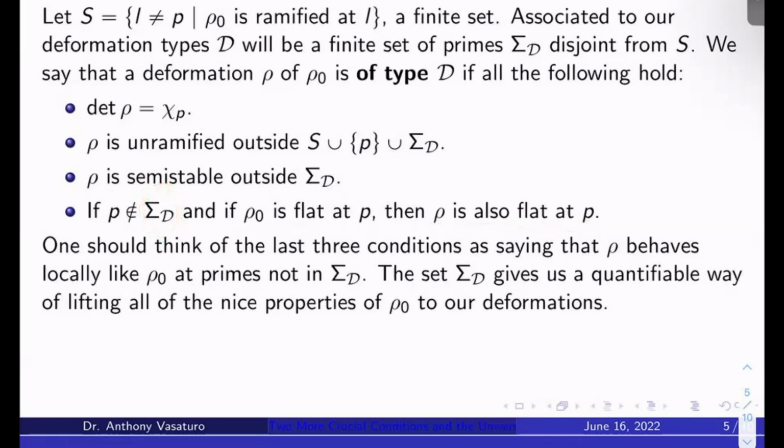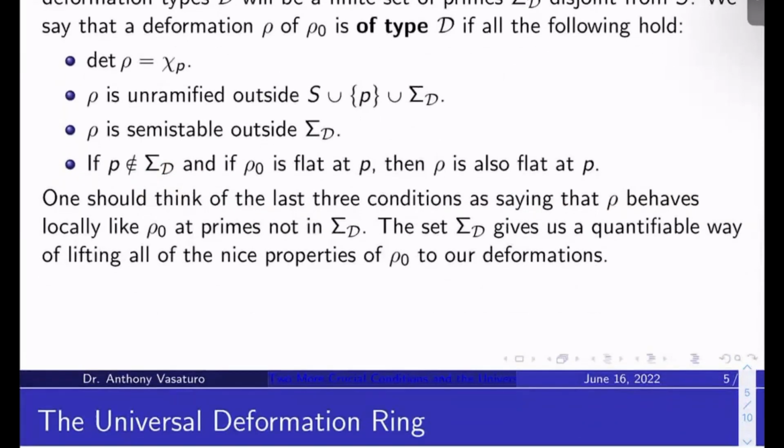And so what's going on here is you should think of these last three conditions in particular as saying that rho behaves a lot like rho naught does locally at primes not in sigma D. So sigma D is allowing us to throw out primes where nice conditions on rho naught, like on ramification, semi-stability, and flatness, don't lift to rho. And then, of course, I want the mod P cyclotomic determinant of rho naught to lift to the p-adic cyclotomic determinant of rho. And so sigma D is giving me a quantifiable way of lifting all the nice properties of rho naught to the deformations in consideration.